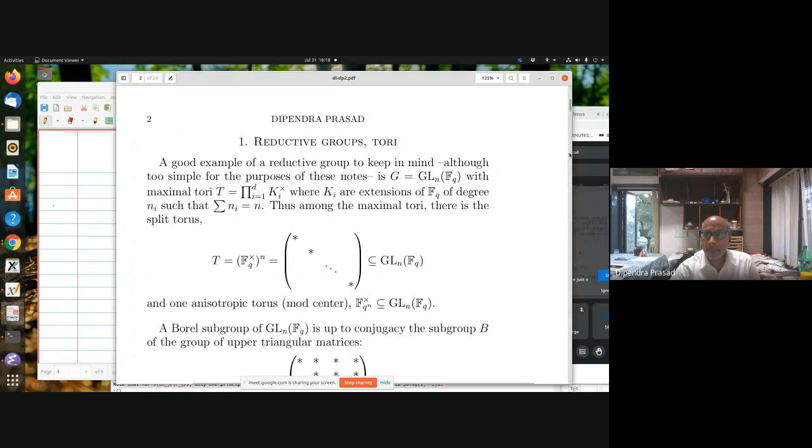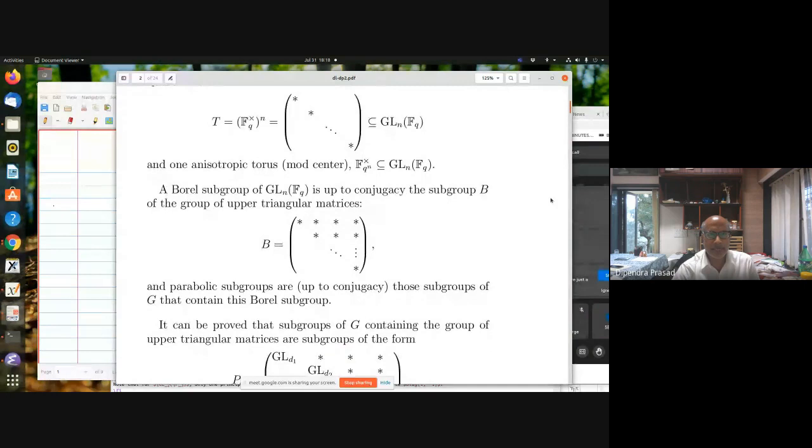And similarly, these products of K_i^* sit inside the corresponding GL_{n1}, GL_{n2}, and so on. And the product of GL_{n_i} sits inside GL_n. Okay, so that is maximal tori in GL_n.